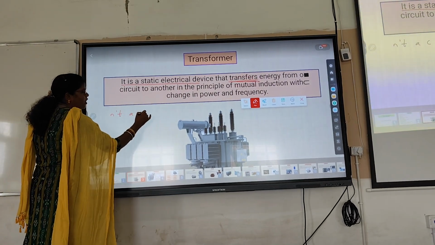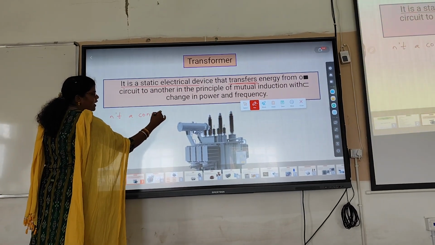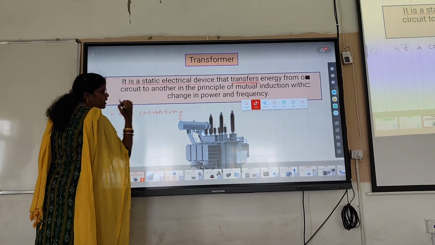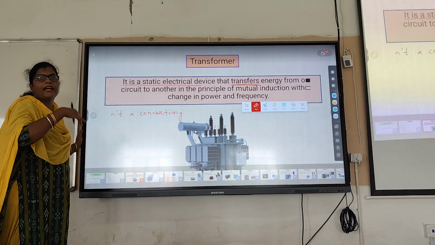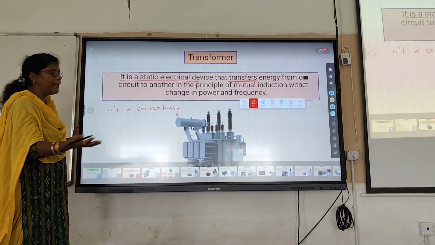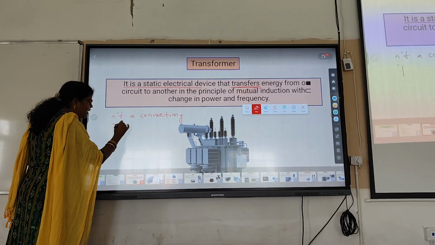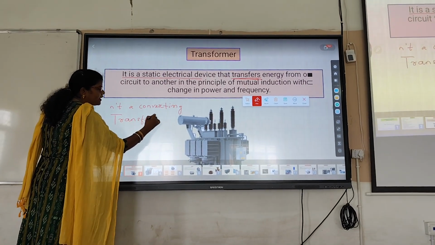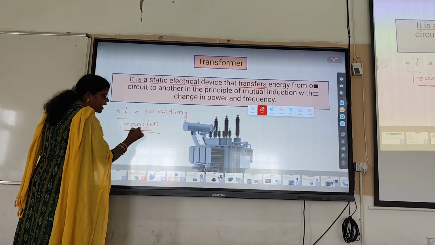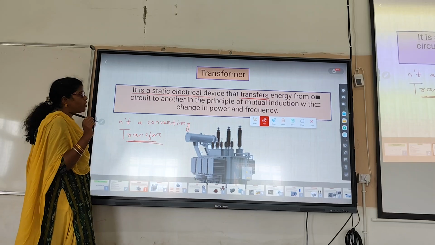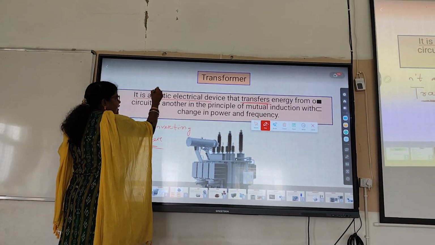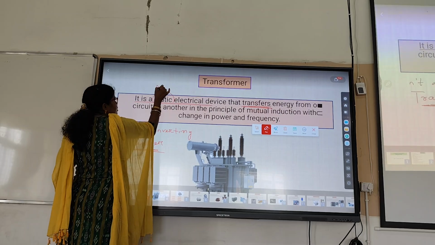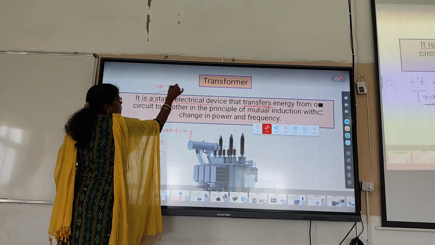not a converting device. Okay, it is not used to convert mechanical energy to electrical energy. It is a transferring device. It is used to transfer electrical power. So you should remember it is static. Okay, there is no rotating part. Static means no rotating part.